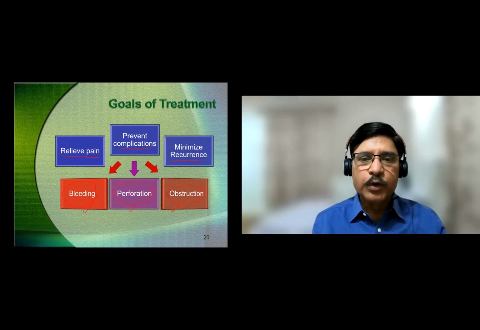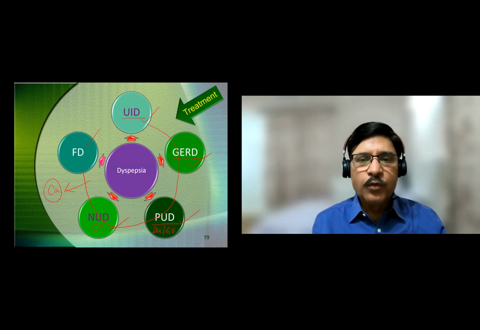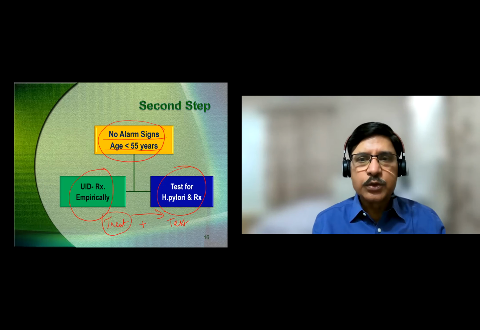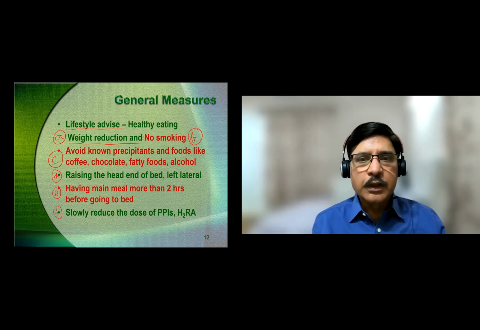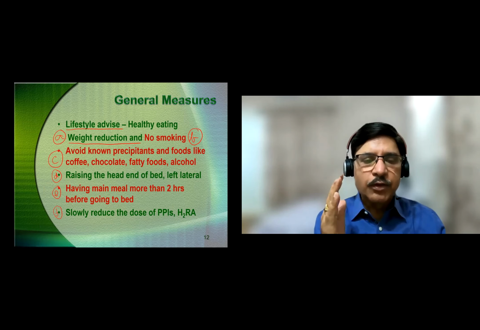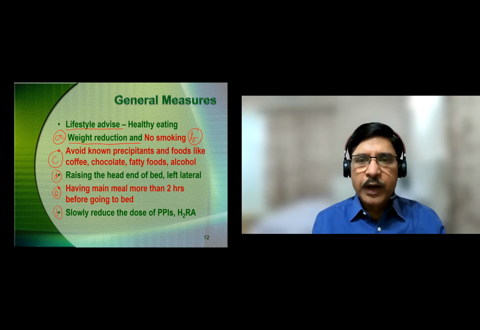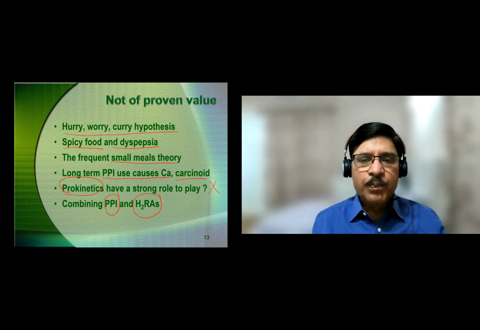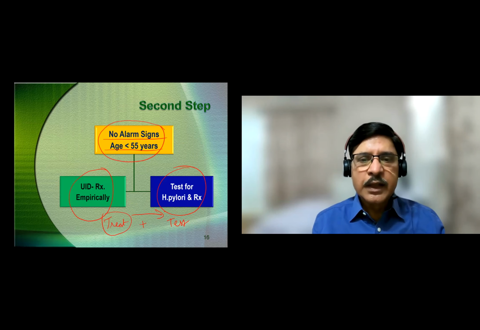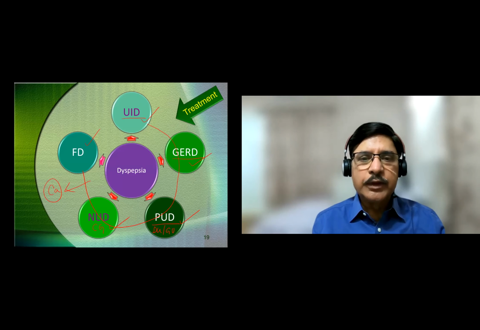Again, I'm going to show you that slide because you don't forget the lifestyle measures go a long way. So these are called the general measures: lifestyle advice, healthy eating, weight reduction, no smoking, avoid precipitant foods like coffee, chocolate, fatty food, and alcohol, raising the head end of the bed, left lateral position, main meal at least 2 hours away from going to bed. And these are the general measures. So I instituted the general measures, then I have to treat with the specific measures.